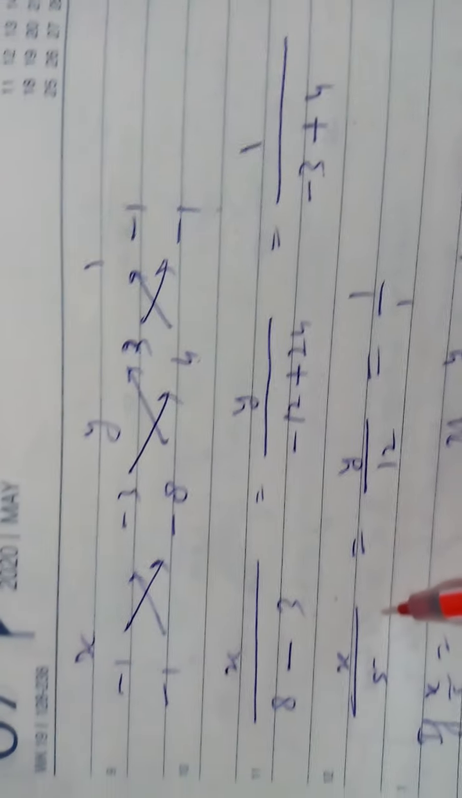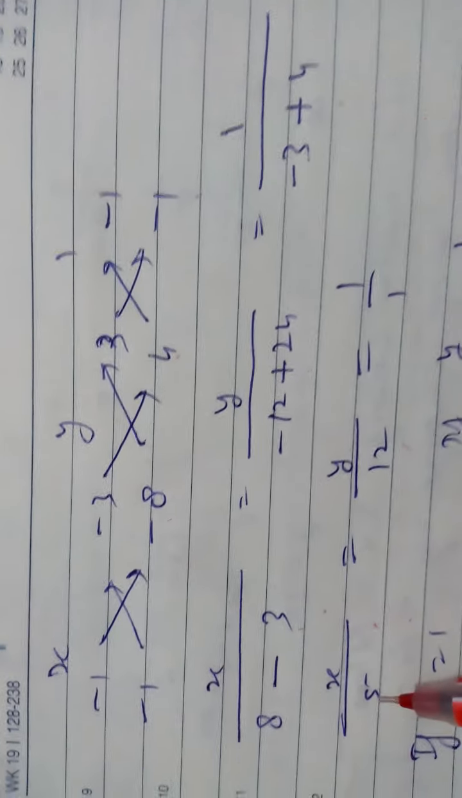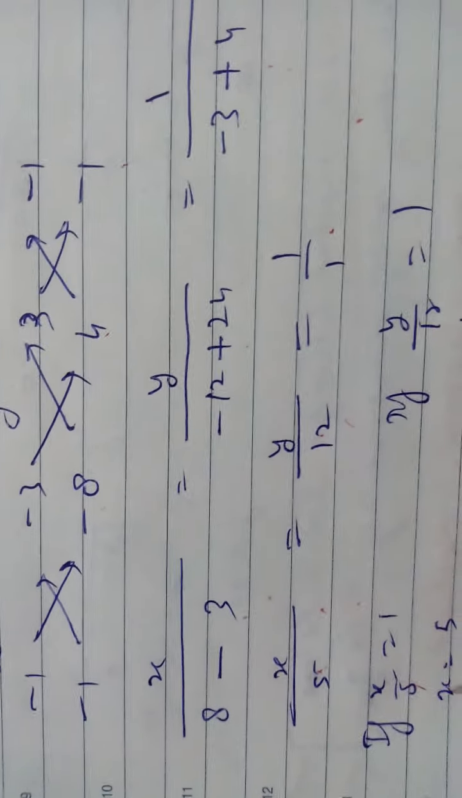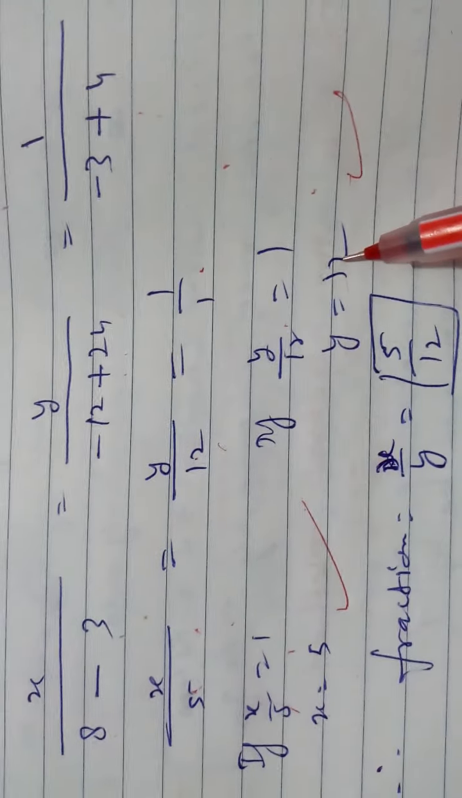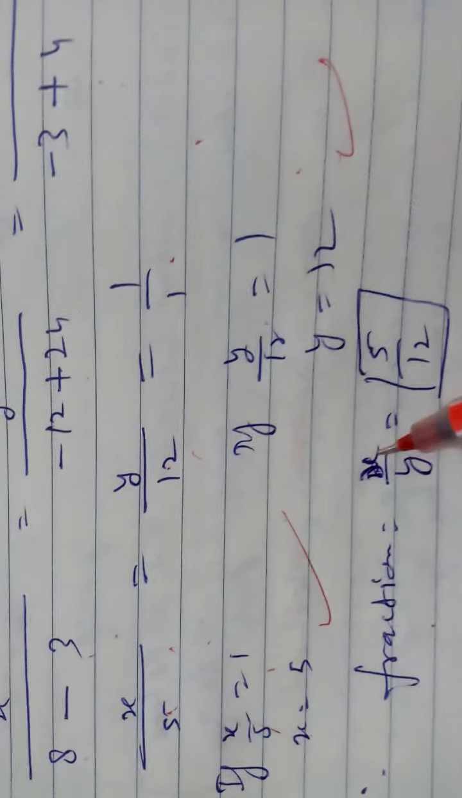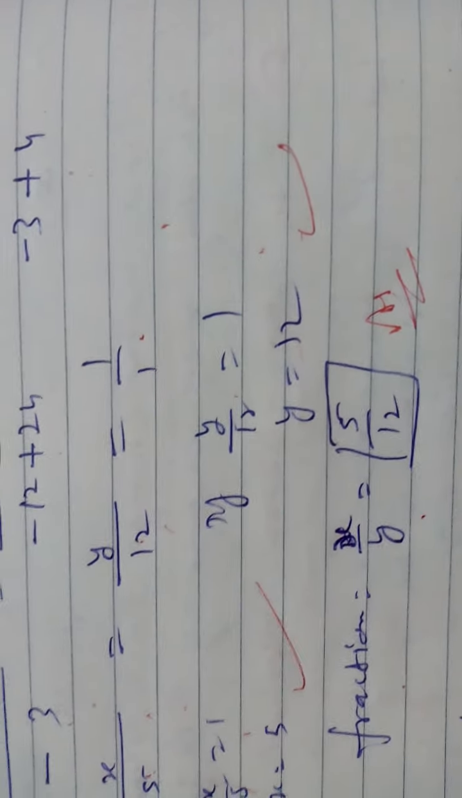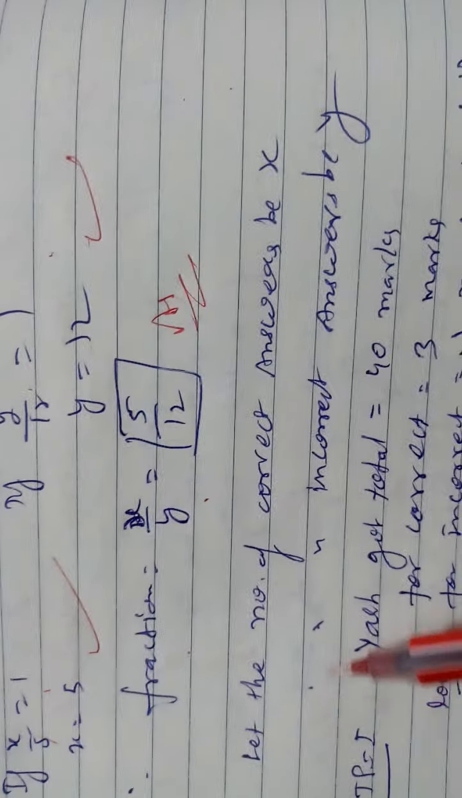Solve it. We are getting x by 5, y by 12. So 1 by this constant, and again this constant you are taking. If this is equal to 1, this is equal to 1. Cross multiply 5 and 12. So it is not your answer. Your answer is a fraction. You write it in the form of a fraction and it is your answer: 5 upon 12.